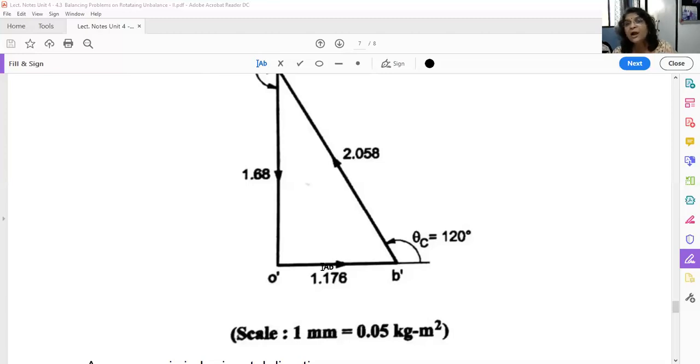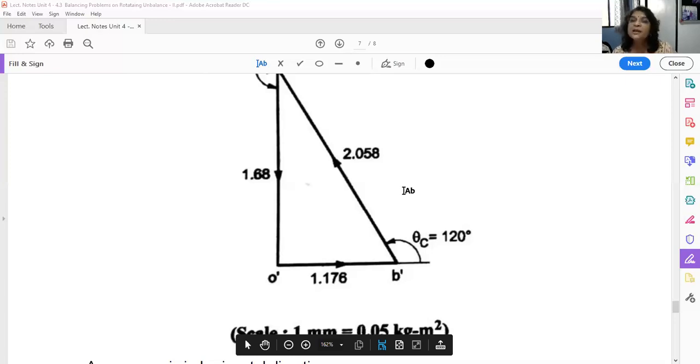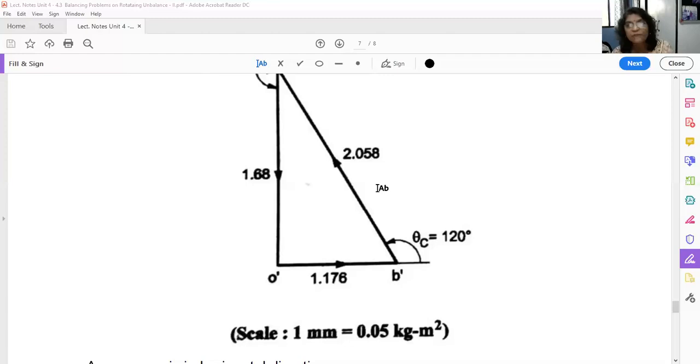And 60 to 70% of the procedure from rotating unbalance is continued in solving the problems of reciprocating unbalance also. So here you have to draw the table, you have to draw the force polygon, couple polygon, but there are some different concepts that we have to follow.